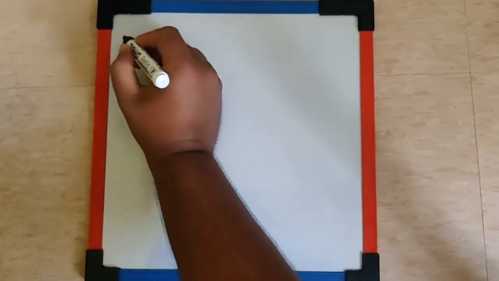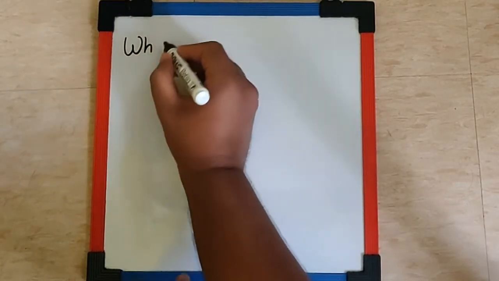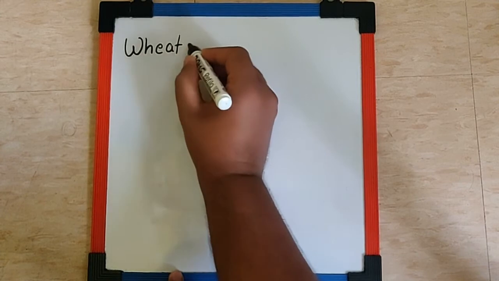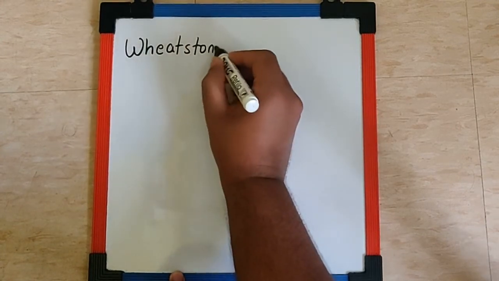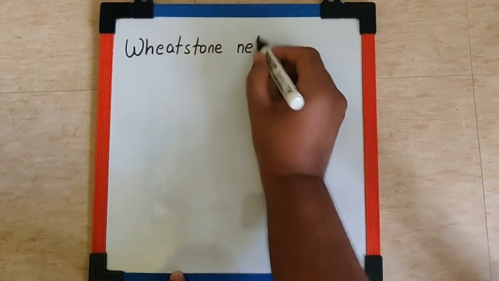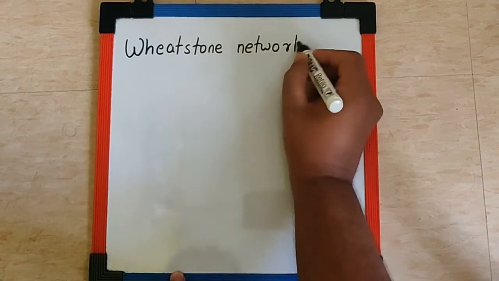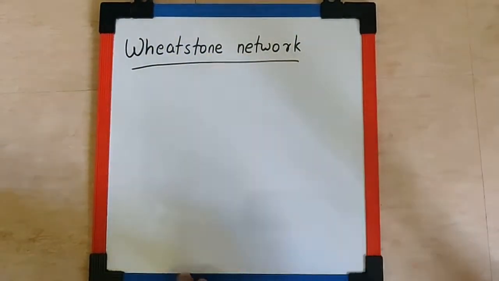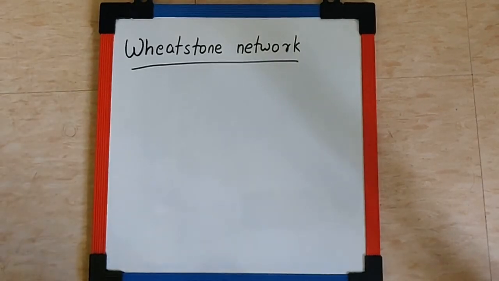In this video, we are going to learn a very important concept of the chapter current electricity, known as Wheatstone network or Wheatstone bridge. So basically, Wheatstone network or Wheatstone bridge is a very simple but very important concept.